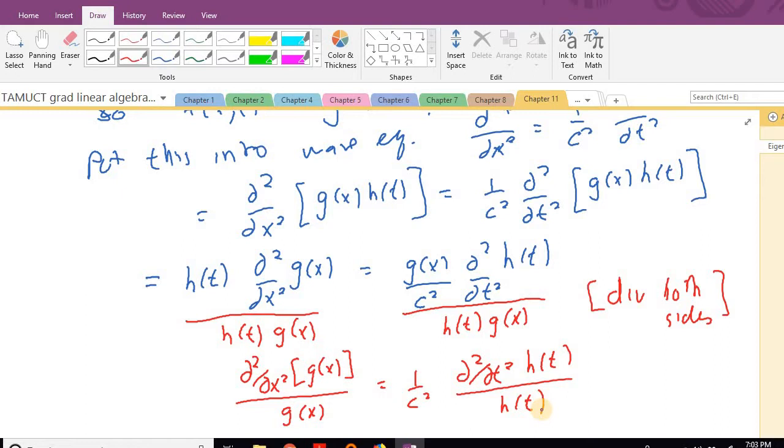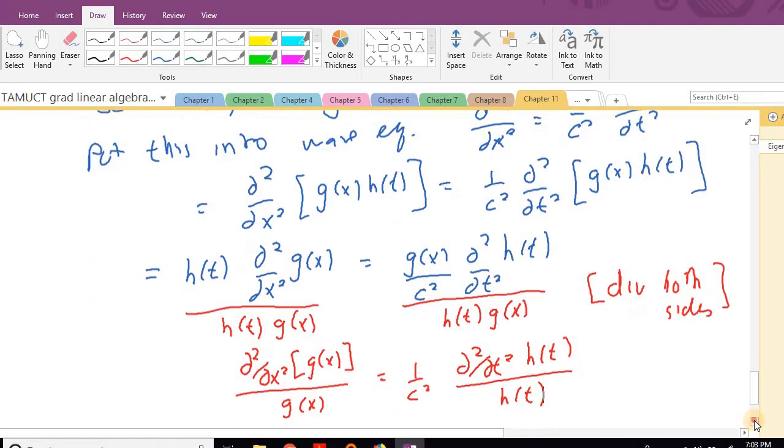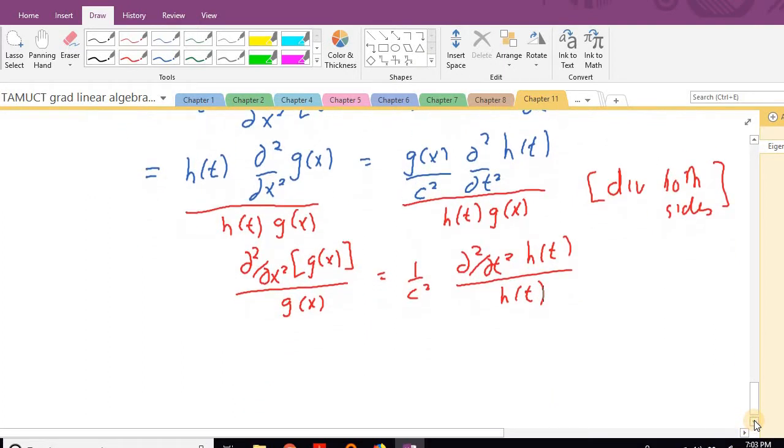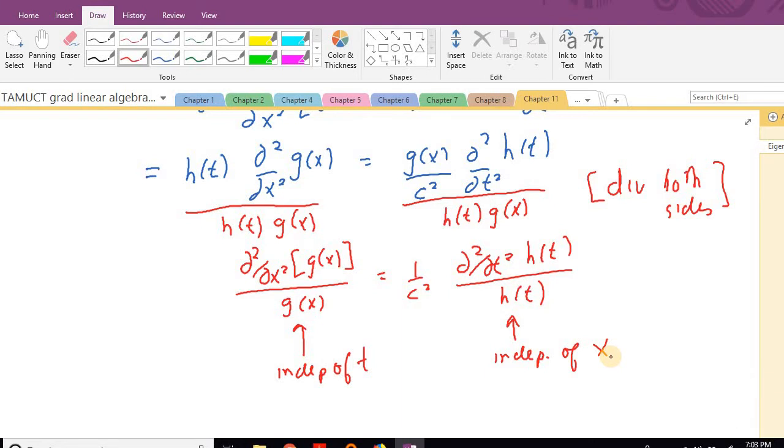The way I can say that is that this side is independent of t, and this side is independent of x. So that means that both sides, because both sides are equal, must be independent of x and t. They can't depend on x or t.